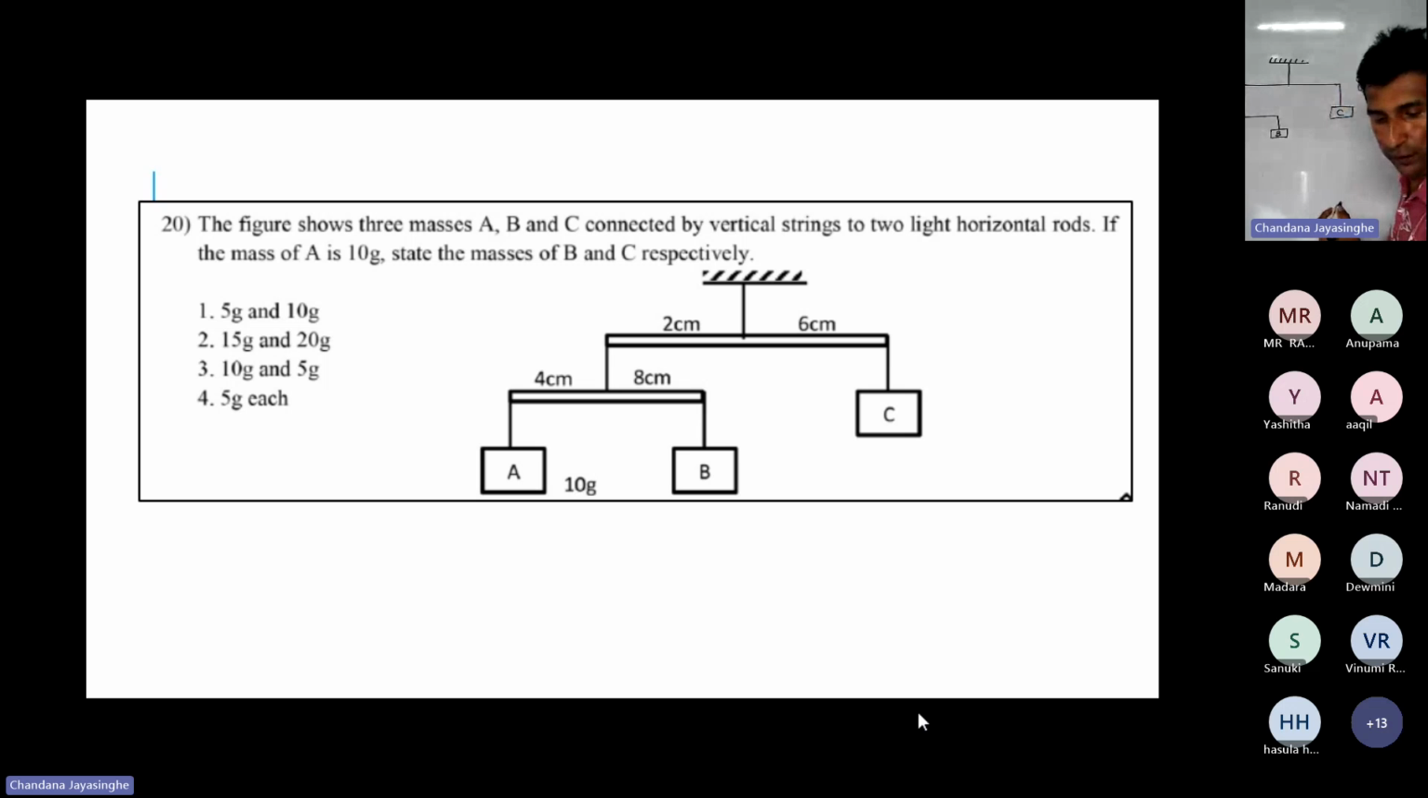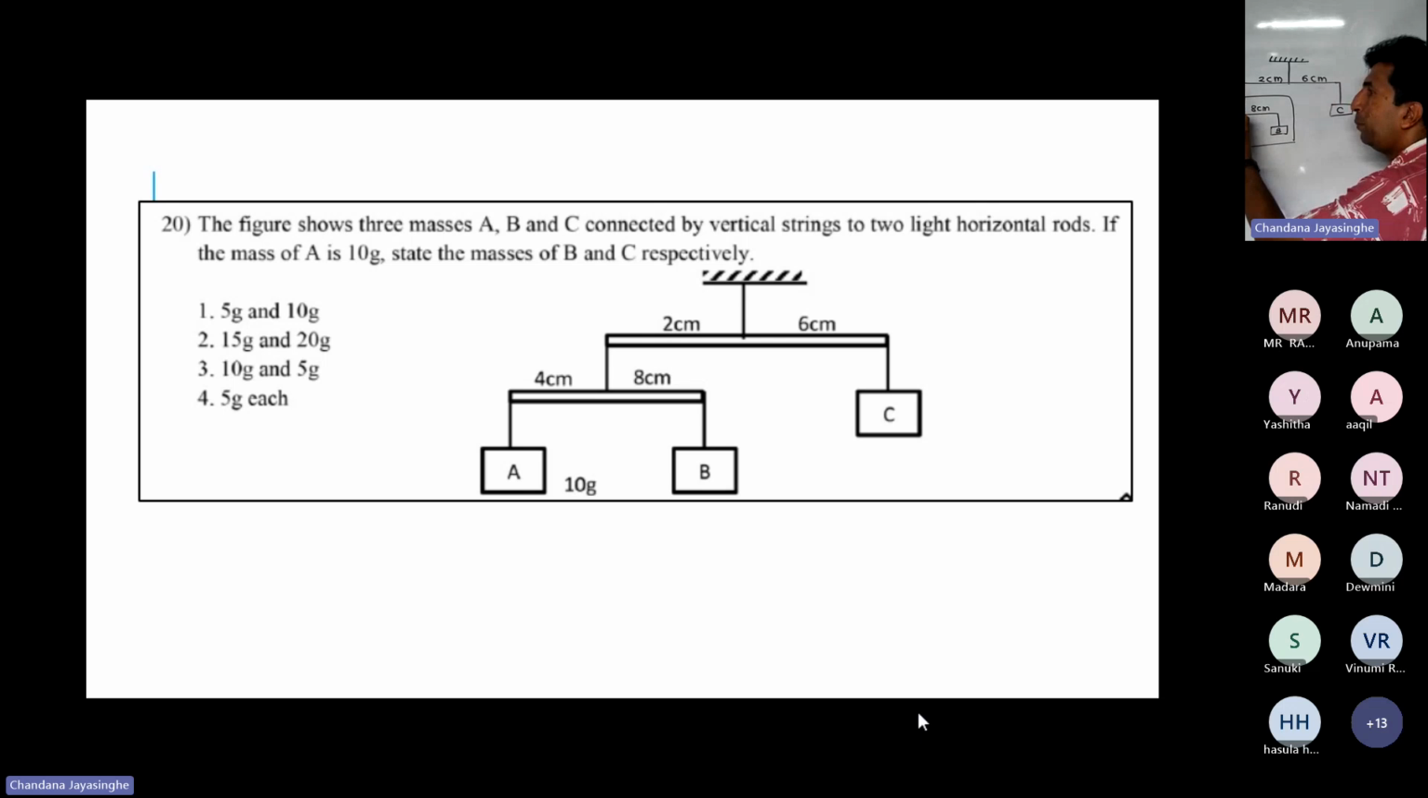Now, what you can see, 4 centimeter, 8 centimeter. Here, 2 centimeter, 6 centimeter. Right? Now, here you have given the 10 gram. Here we have given the 10 gram. Now, initially, we have to take this and find the B.